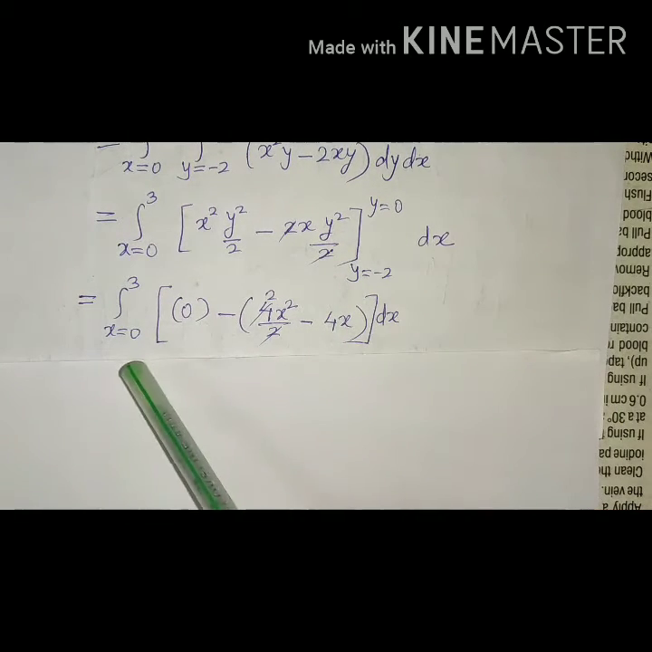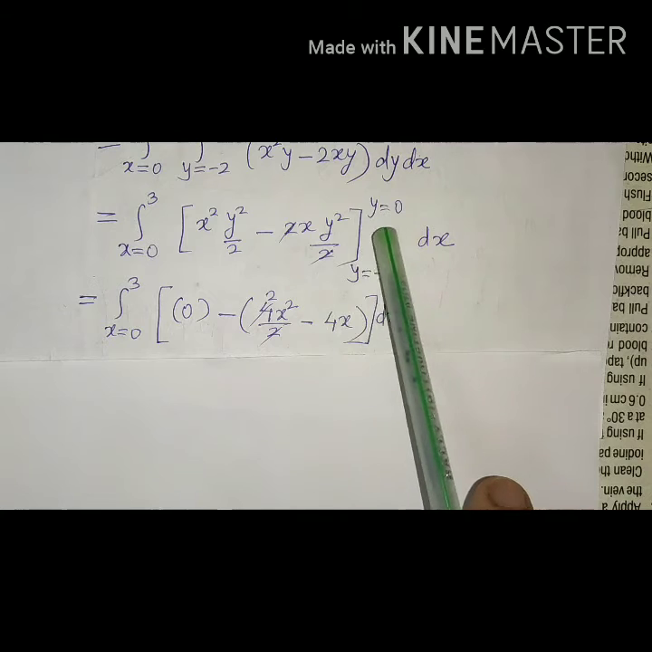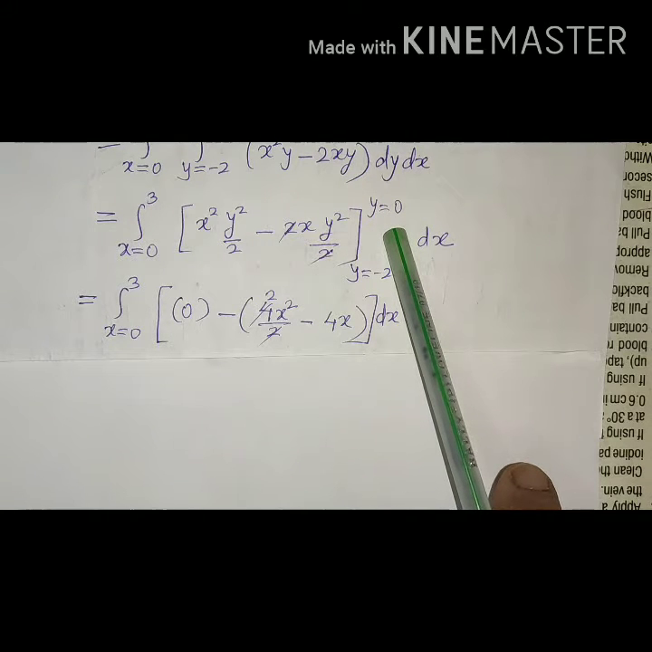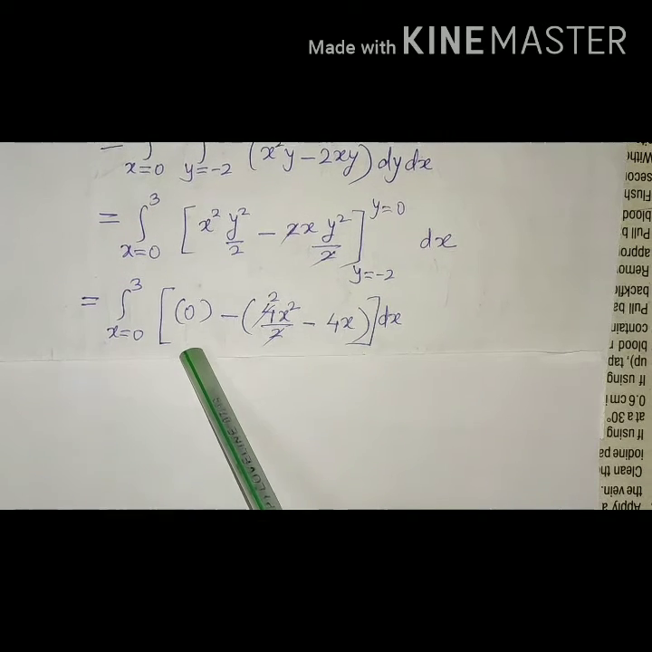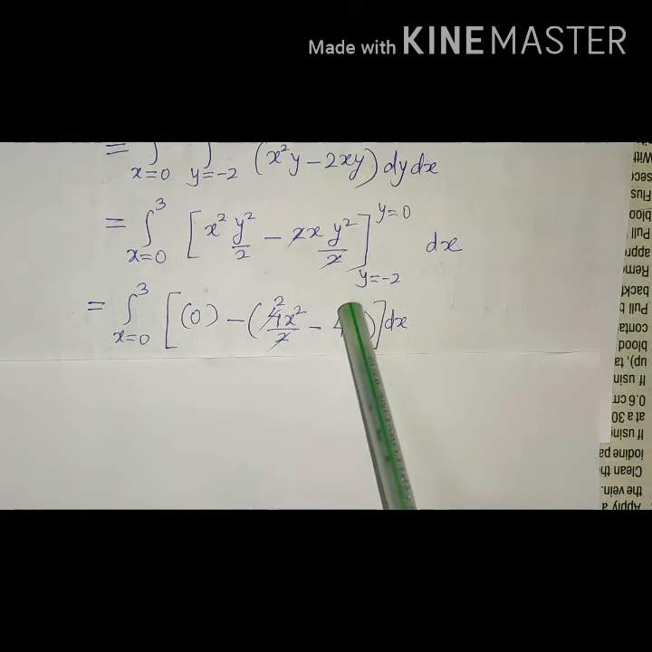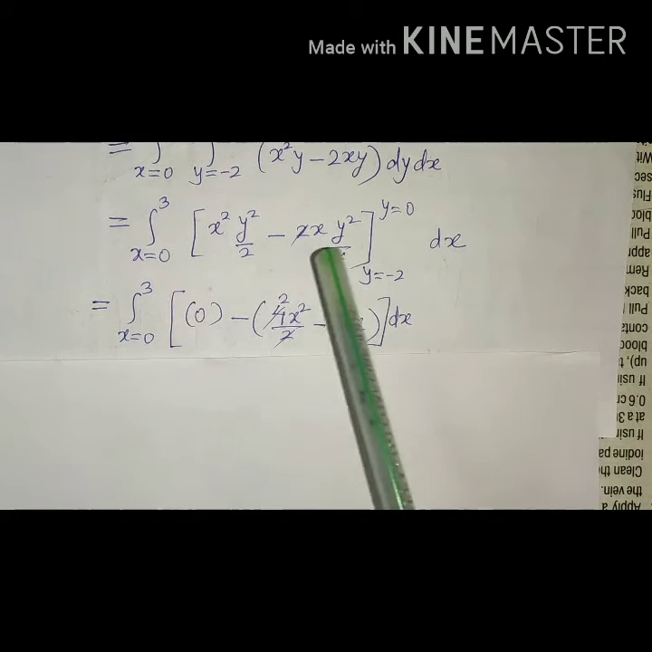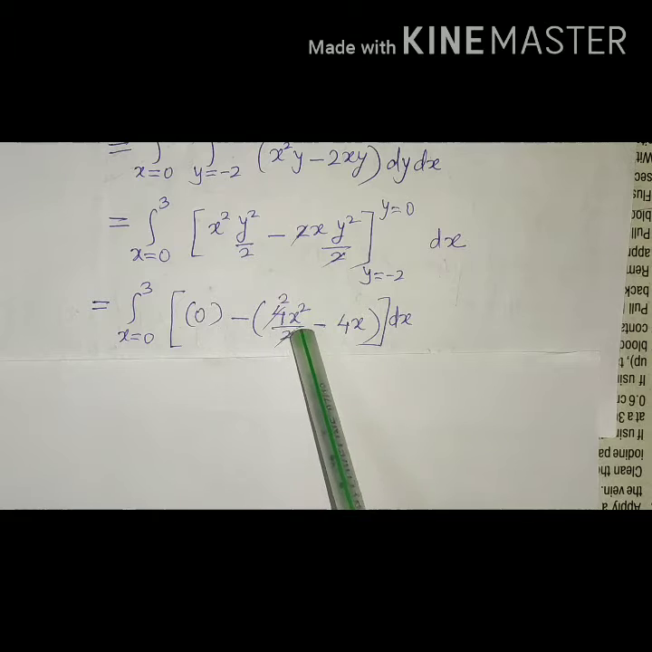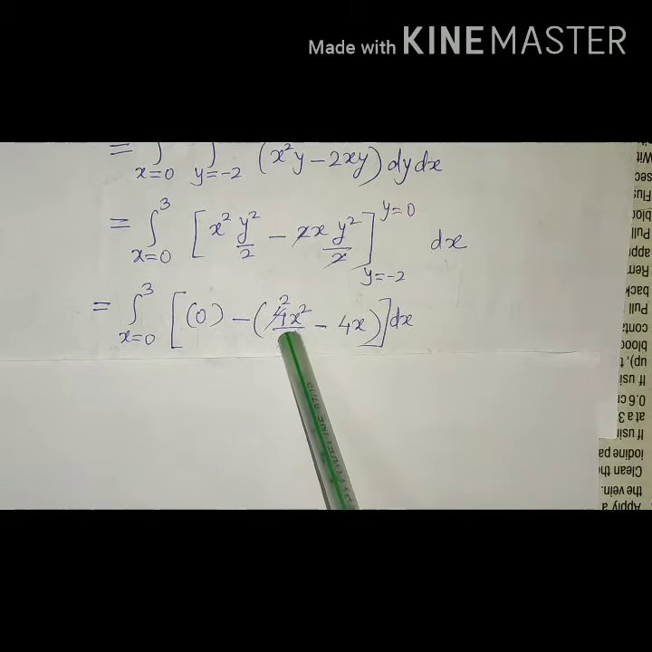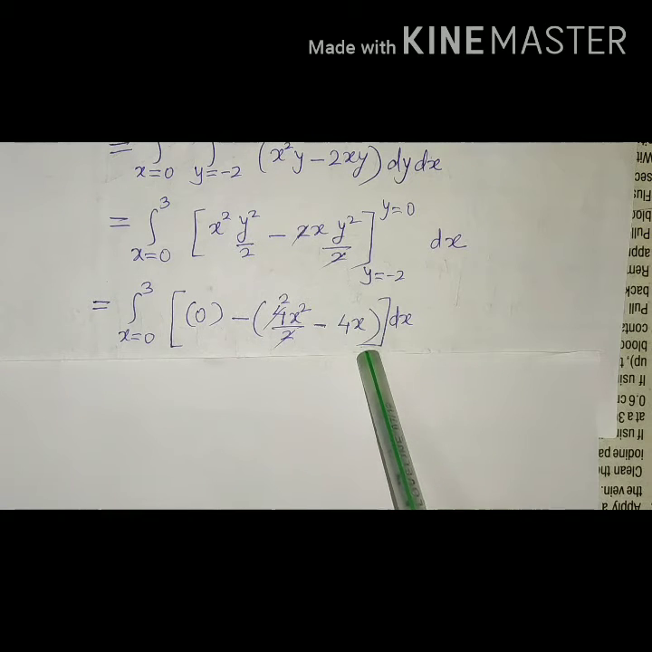The outer integral, x varying from 0 to 3. The upper limit is 0, so the value goes to 0, minus the lower limit. We are putting the value of y as minus 2. It being square, it becomes plus. So 4x square by 2 minus, it becomes 4x. And now we have just to integrate with respect to the single variable x.